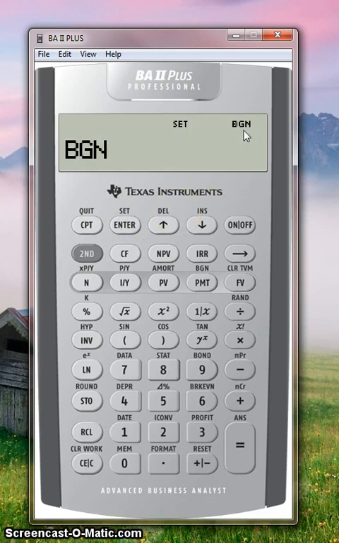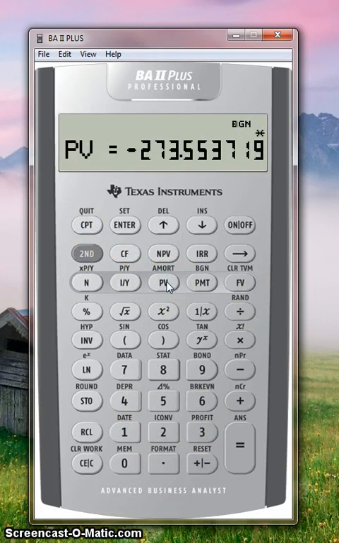Now when you see on the right upper corner there are 3 tiny letters that say BGN, that is your calculator telling you that it's now at the beginning mode and ready for your calculation for the annuity dues. Now second, quit, and let's start. $100 payment, 0 future value, 3 years, 10%, compute present value 273.